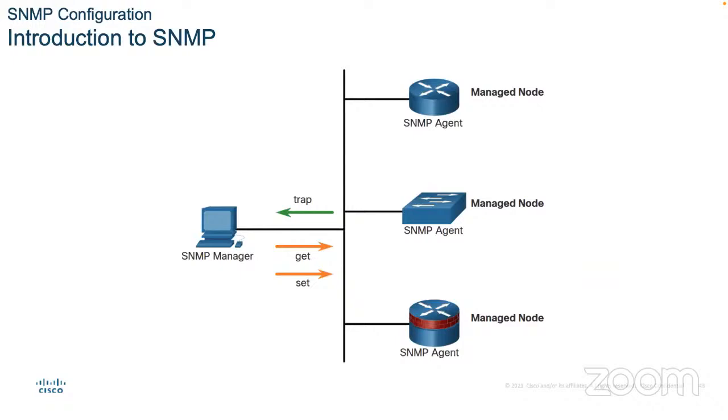SNMP is a layer 7 protocol that uses managers and agents. You have the manager, the agent, and the management information base, or MIB. You have to define the relationship between manager and agent. All managers are part of the network management system, and they run the management software.